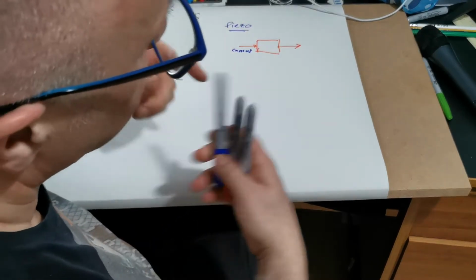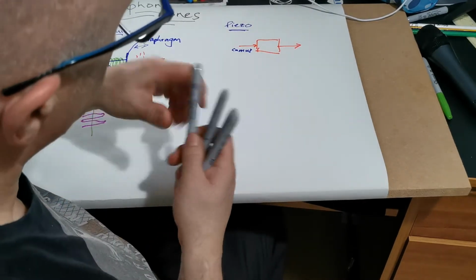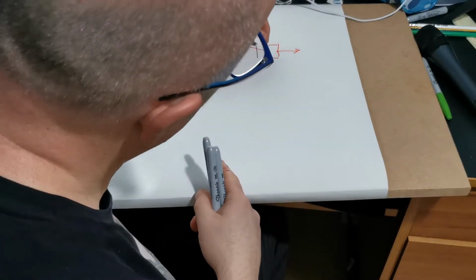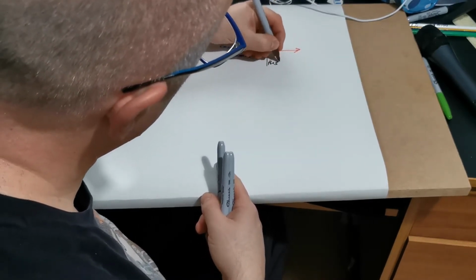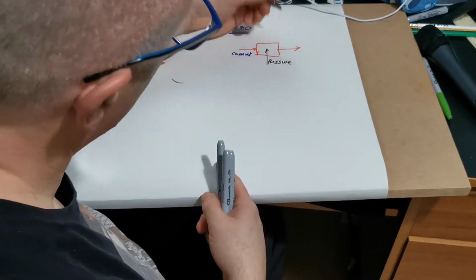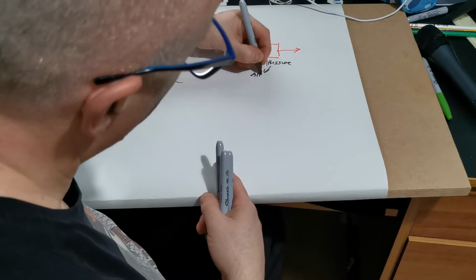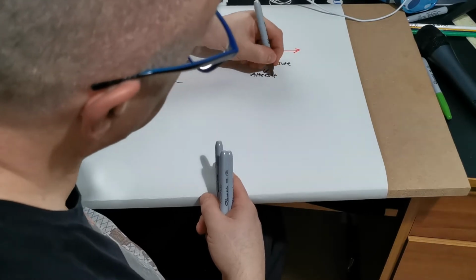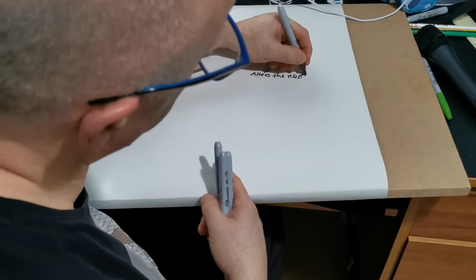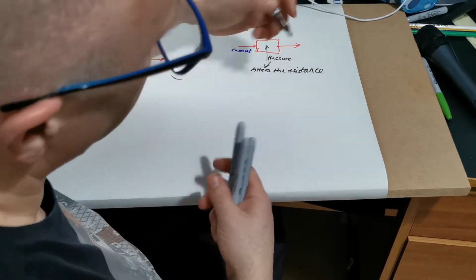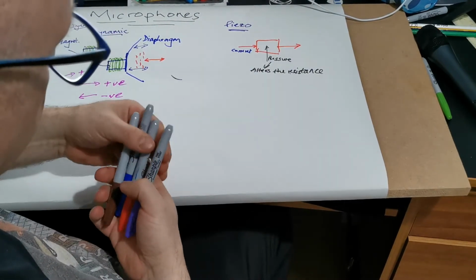But a piezo crystal is really sensitive to pressure. So as soon as any pressure comes on or off, it alters the resistance of that crystal. So basically what that means is that crystal lets more current through if there's pressure on it and less current through if there's less pressure on it.